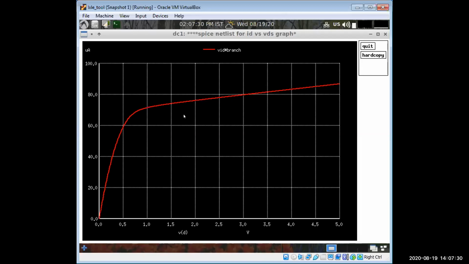So how we will get the lambda from this plot? So just take two different values of VDS. So corresponding to those different VDS values, we will be getting two different ID values. So just take those. So if I click here, and if I click here.